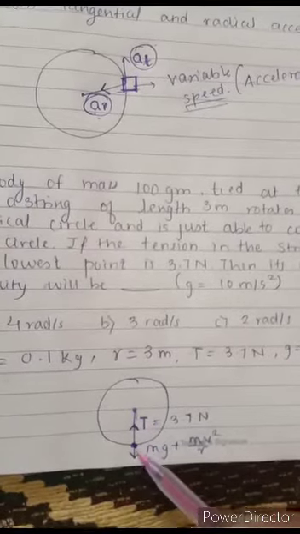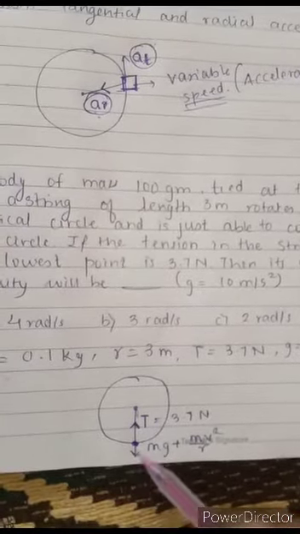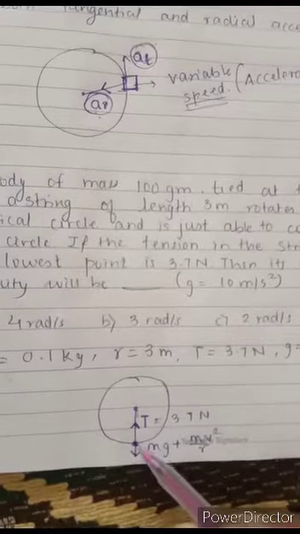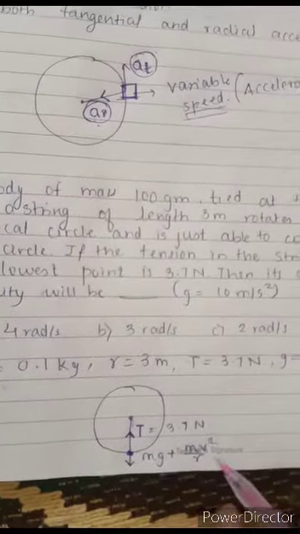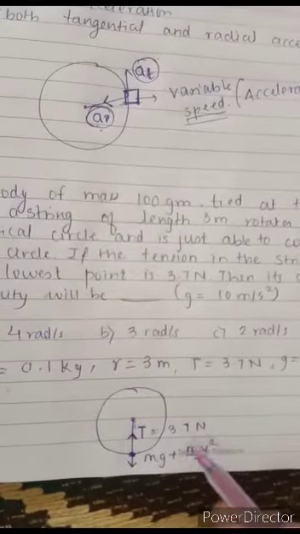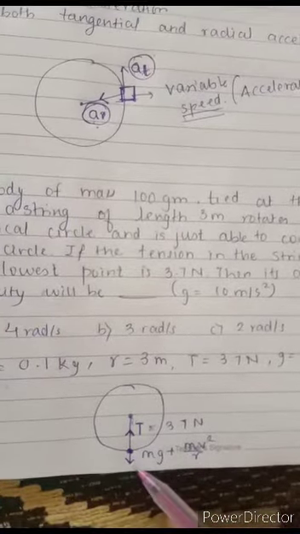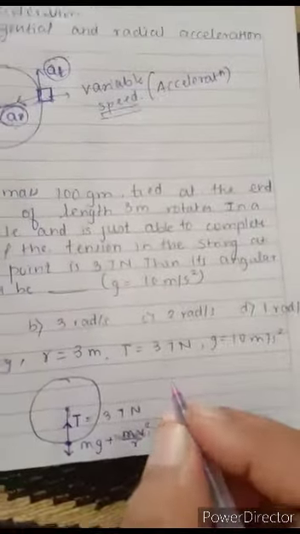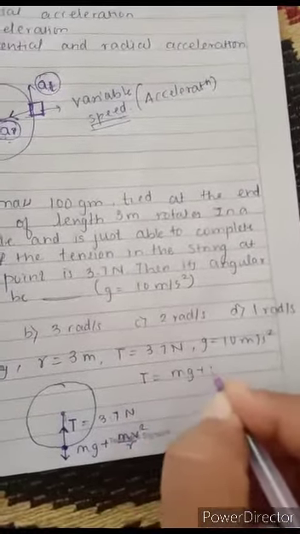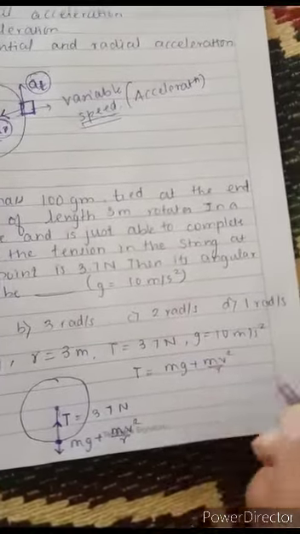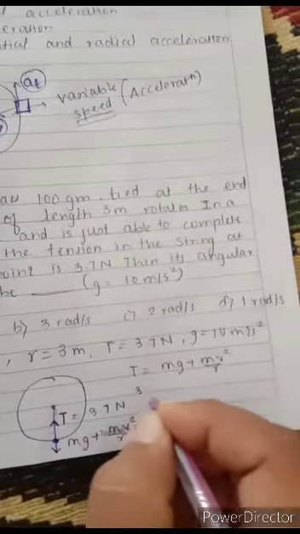Opposite to that, the weight of the particle will act vertically downwards, and the quantity which will add to the weight of the particle is the centrifugal force, which is acting away from the center. So we can have the equation here, T equal to mg plus mv square by r. Now let us substitute the values.